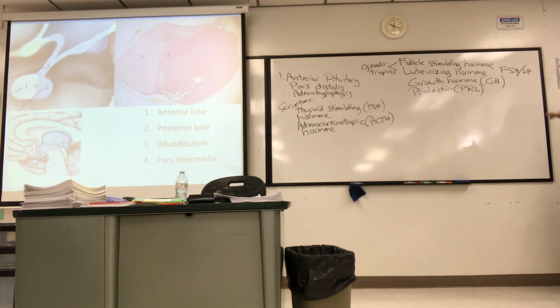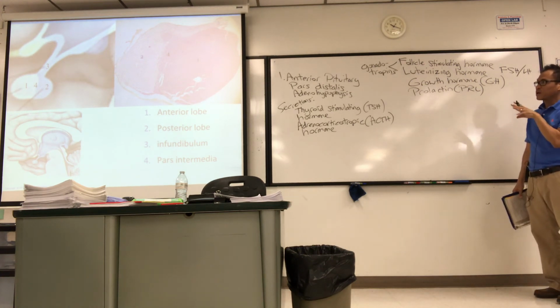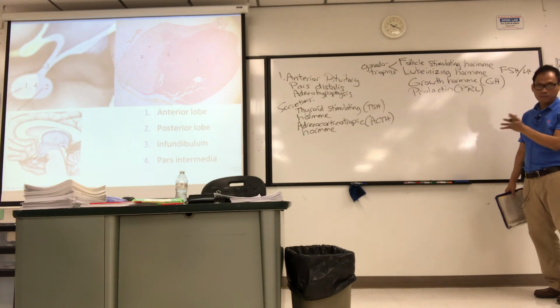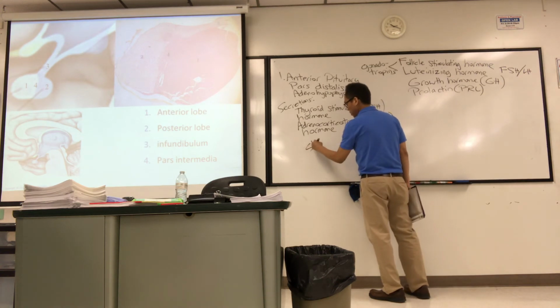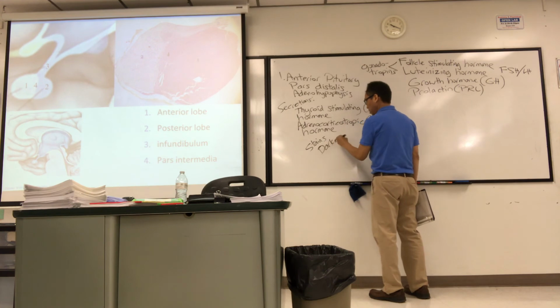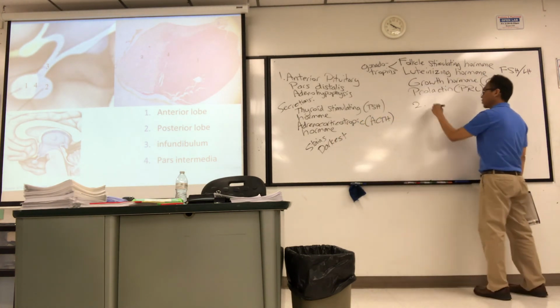That's area 1. Now, the posterior pituitary, area number 2. Before I move on, let's remember, in a histology slide, this area stains the darkest. I would put that somewhere in the notes. Area number 2, posterior pituitary.